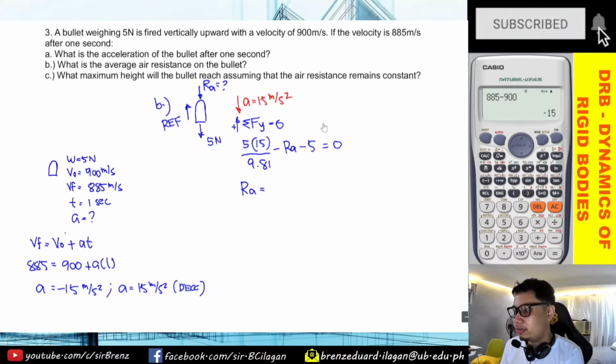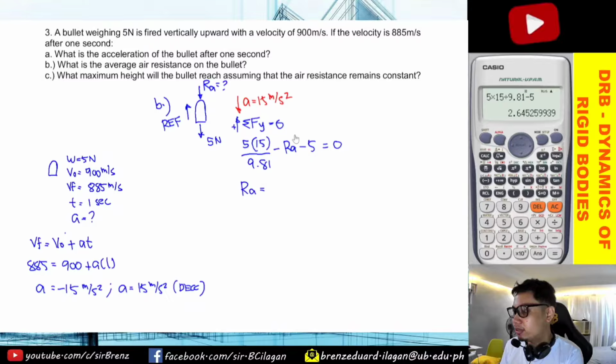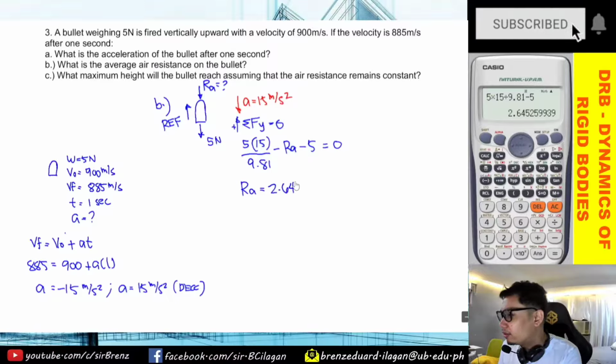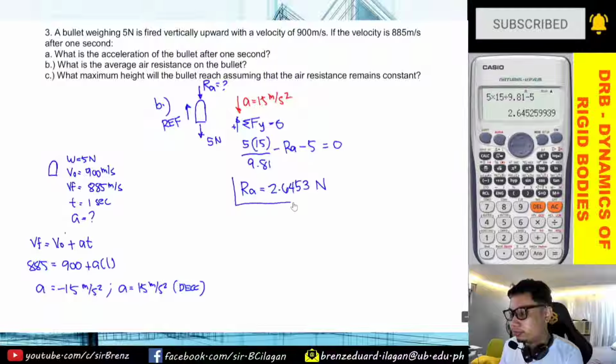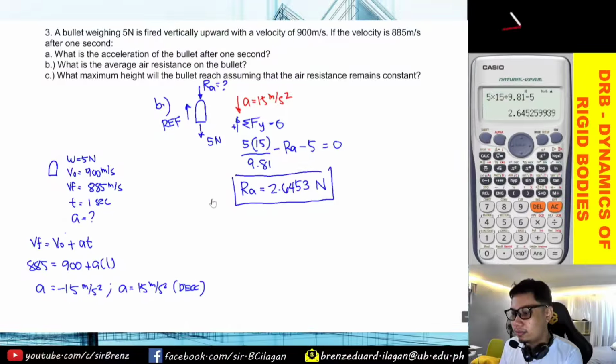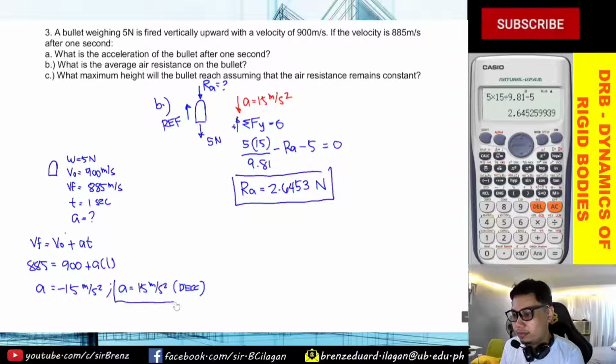So, transpose ko lang tong R A. So, that is 5 times 15 divided by 9.81. And then minus 5. So, the answer is 2.6453. So, that is in Newton. Okay?